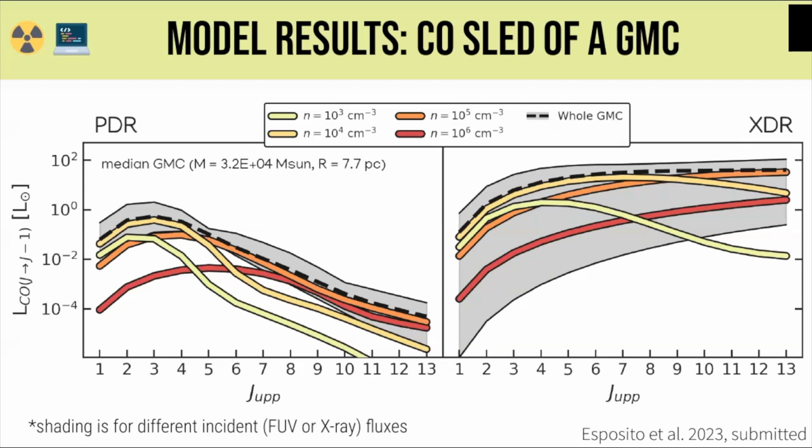And as you can see, in XDR models, the incident flux can make the final CO-SLED vary a lot compared to PDR models. And this is already in solar luminosity units, because we could compute the volume of the single clumps and of the GMC, so we could integrate the flux into solar luminosities.